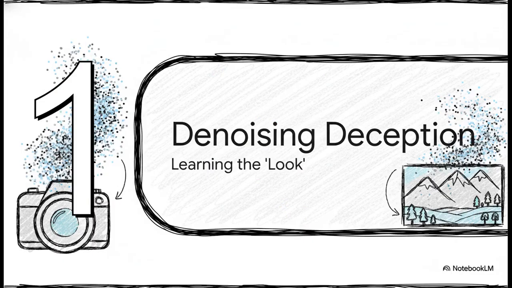So it all starts with understanding what a denoiser is actually learning about the world when we train it. See, it's not just learning what noise looks like, it's learning something much deeper. It's learning what an image is supposed to look like in the first place.